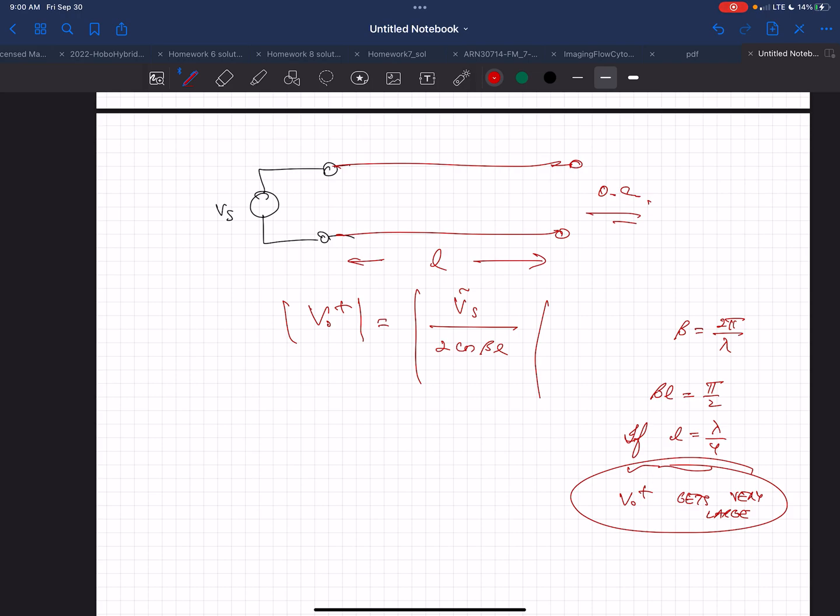And by the way, this case, where L is equal to lambda over 4, is called a quarter wave transformer.